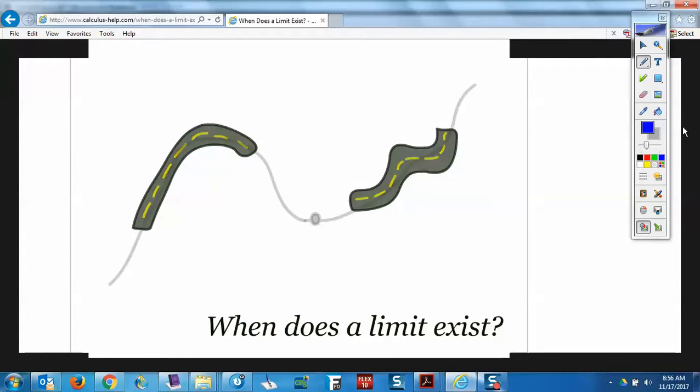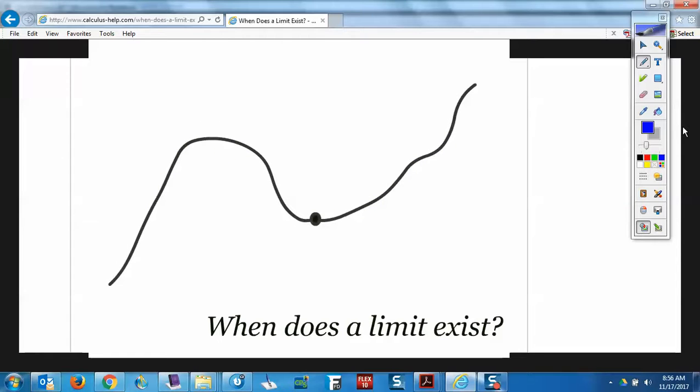Mathematically, this is basically what a limit is. A limit exists if you travel along a function from the left side and from the right side towards some specific value of x. As long as that function meets in the middle, as long as you arrive at the diner, as long as the heights from the right and the left are the same, then the limit exists.